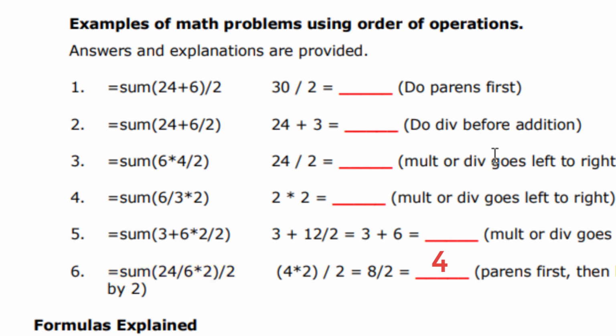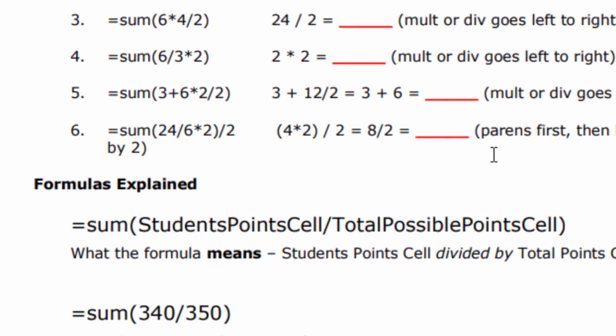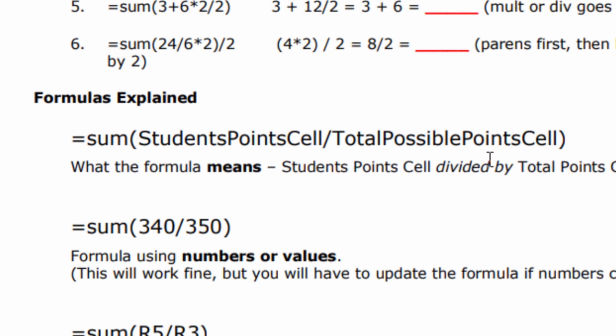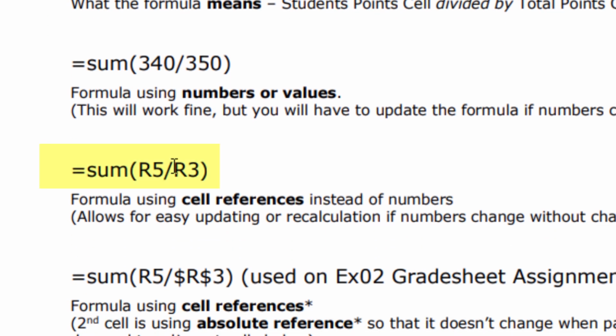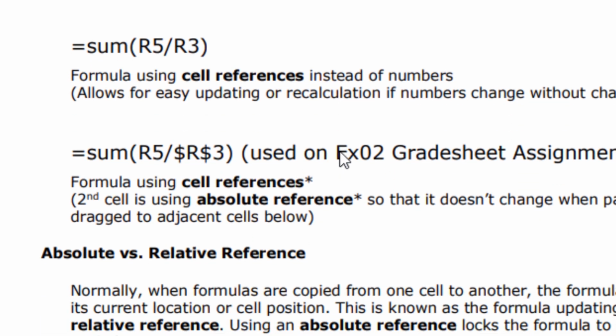So that's just a little review of order of operations, and some notes here about how formulas work. Instead of using absolute numbers, we're going to try to always use our cell references so that they are updated. If we change values, these will be updated. And if there's ever a case where we don't want them updated, we want them always pointing to the same cell, we're going to do something like this with dollar signs in front of the column and in front of the row to lock into that. And we're going to do that on this assignment.